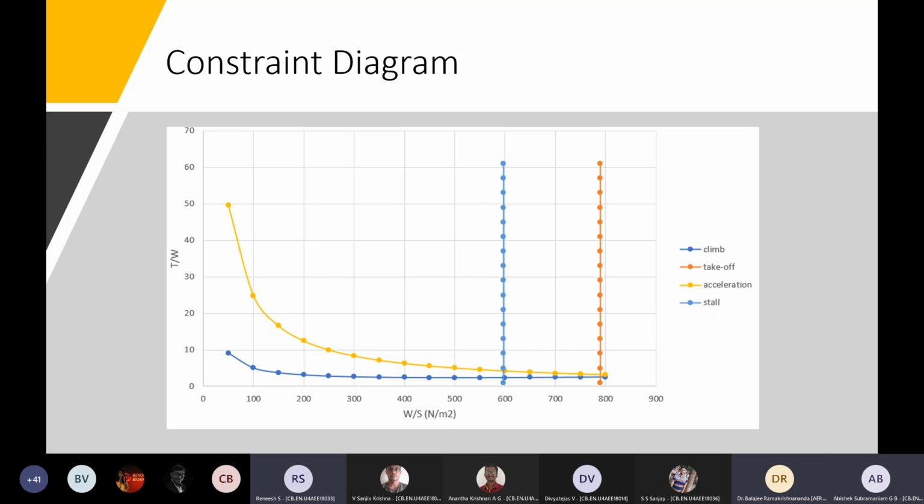I'm not sure exactly, sir. So there you look at your specification. The climb rate is 25 meters per second. Yes, sir. I think we have taken V takeoff. If you take V takeoff, what will happen? The climb angle will become very high.